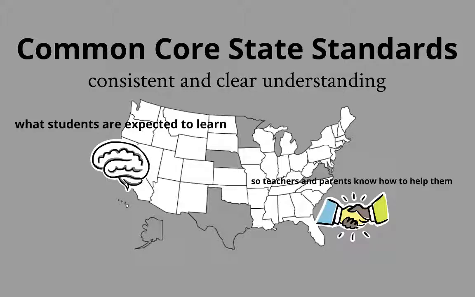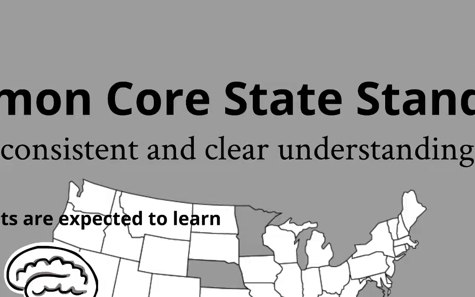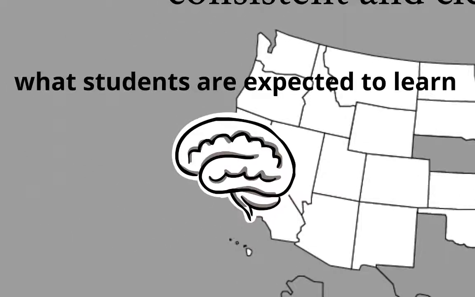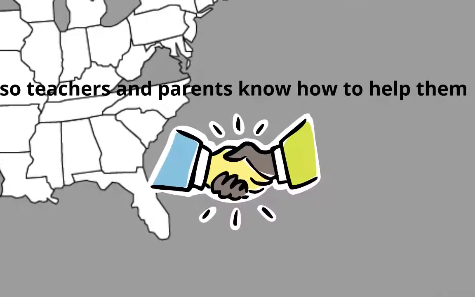The Common Core state standards have been adopted by nearly every state. These standards identify the knowledge and skills students need to possess to become college and career ready. The designer of the standards, the Council of Chief State School Officers, states that the Common Core state standards provide a consistent, clear understanding of what students are expected to learn so teachers and parents know what they need to do to help them.